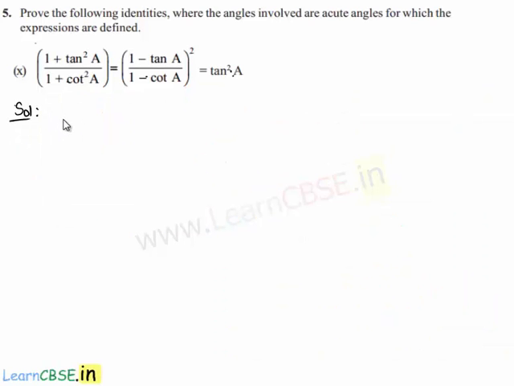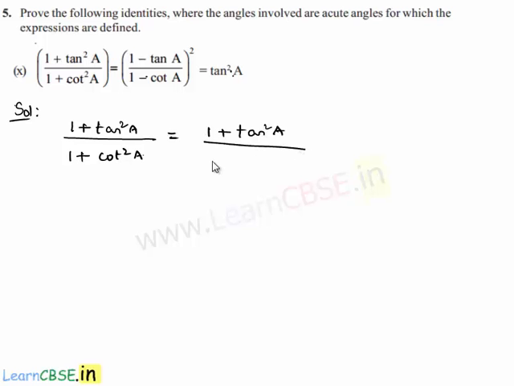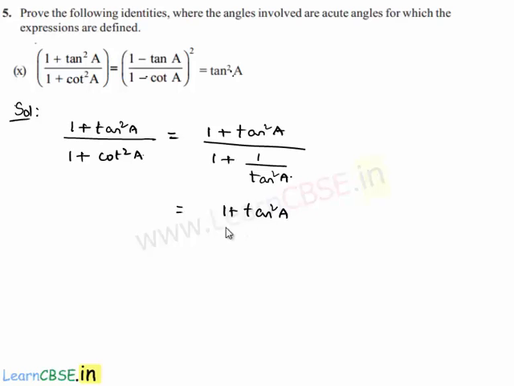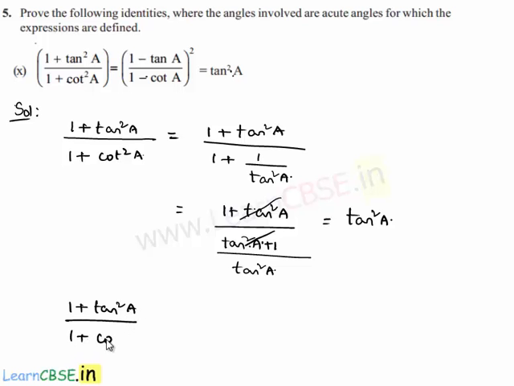So let us consider the first part, that is (1 plus tan square a) by (1 plus cot square a), which is equal to 1 plus tan square a whole divided by 1 plus cot square a, which can be written as (1 by tan a) whole square, that is nothing but 1 by tan square a. So now that will be equal to 1 plus tan square a whole divided by, let us take the LCM as tan square a in the denominator, then the numerator of the denominator becomes tan square a plus 1. Here in the numerator and denominator 1 plus tan square a is common and that will be cancelled. So finally we are left with tan square a. So here we proved that (1 plus tan square a) by (1 plus cot square a) is equal to tan square a, which is our first proof.